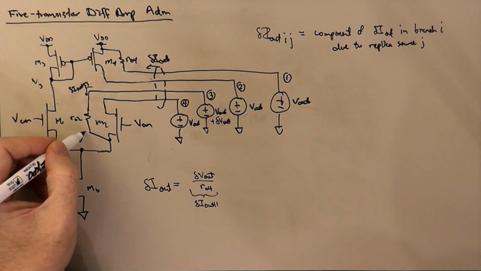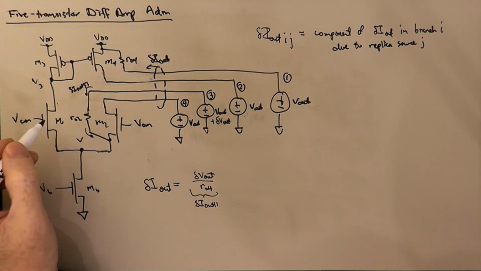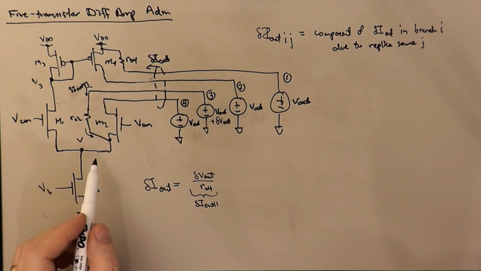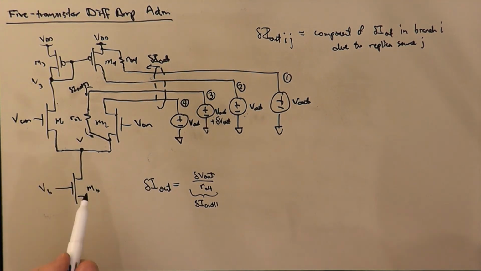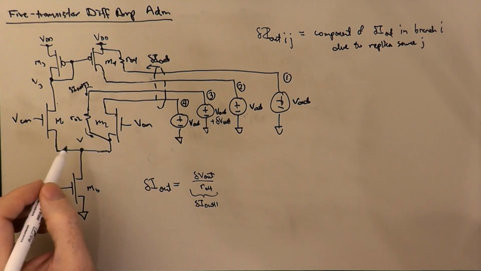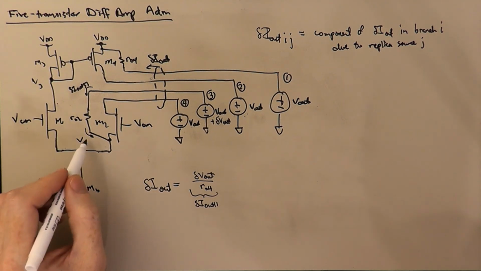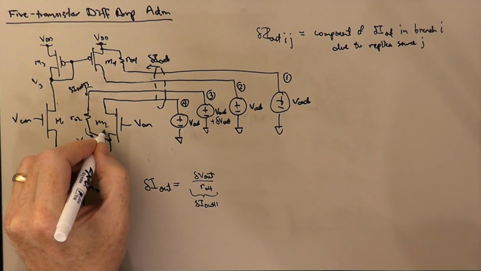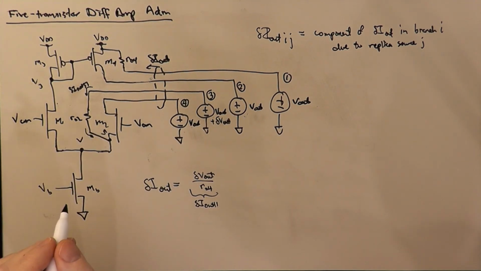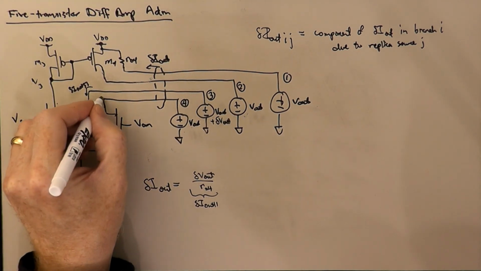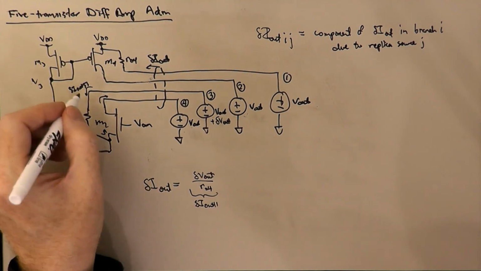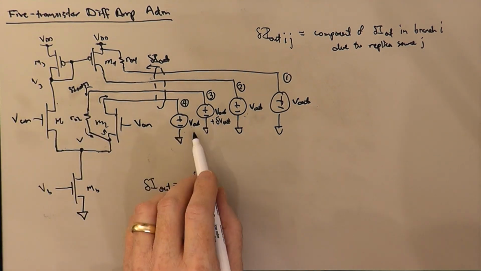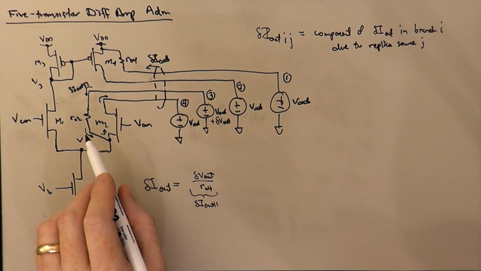So it's going to come out down here on the other side of M2, and it sees a current divider. So that current is going to split. Some of it's going to flow back up M2 and come out the drain. So that will be a delta I out 4, 3.